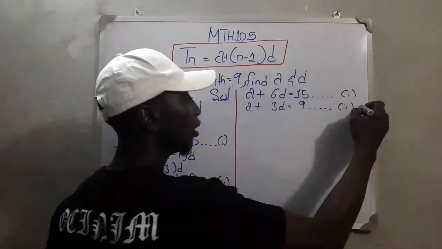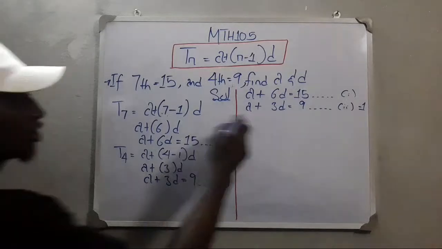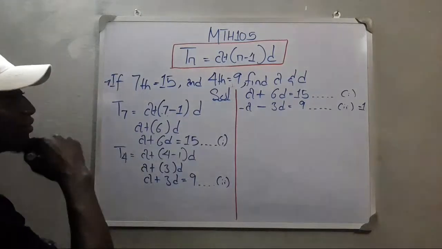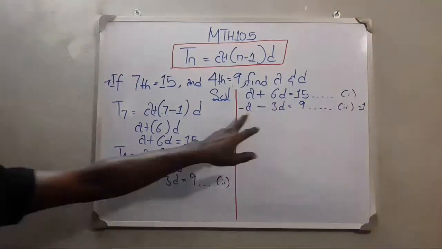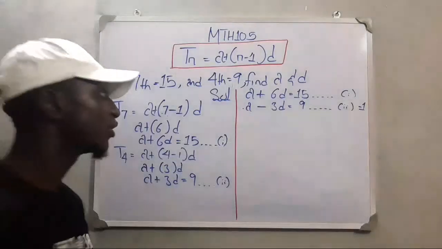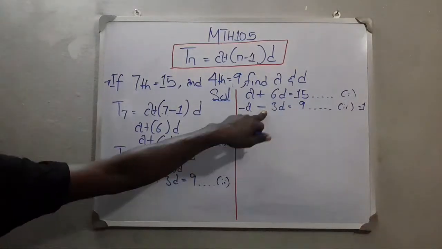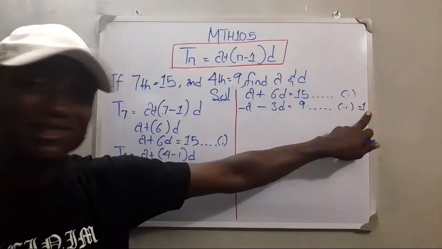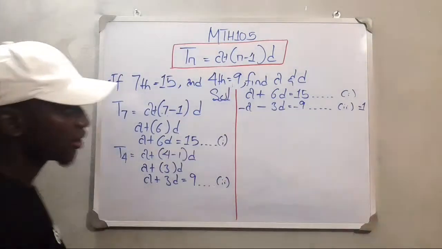Just put minus 1. We're going to use this minus 1 to multiply this whole thing. Minus 1 multiplied by A gives us minus A. The negative sign multiplied by the positive sign here makes it negative. When you multiply minus 1 by 3D, it gives you negative 3D. Then minus 1 multiplied by 9 gives you negative 9. So negative A plus A cancels each other, so you have nothing to do with that anymore.